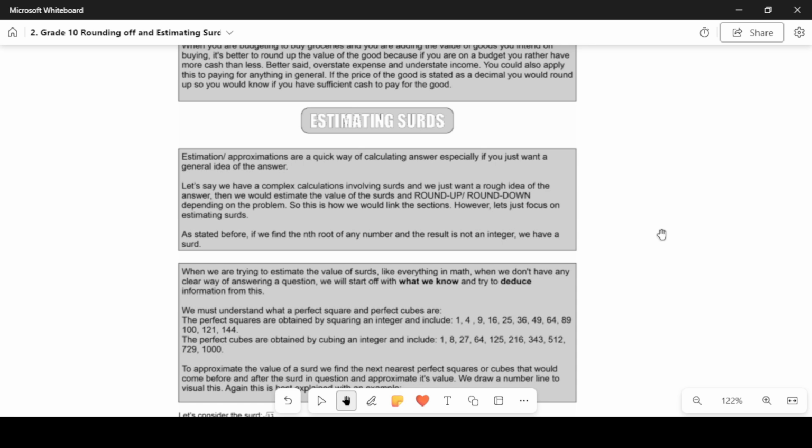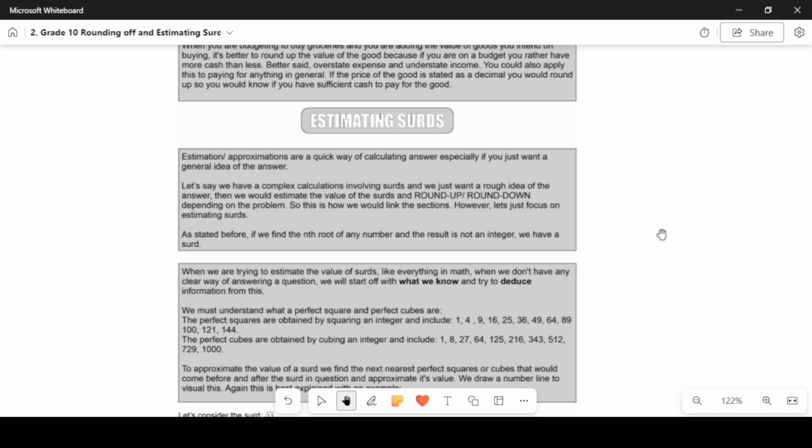But we're actually extending this discussion to something more complicated like surds, and more useful when you go to university and you deal with engineering maths, because you start working a lot with surds. So let's say we have a complex calculation involving surds and we just want a rough idea of the answer. Then we would estimate the value of the surds and round up or round down depending on the problem. So this is how we could actually link the sections. However, let's just focus on estimating surds. To estimate the surds, you just want to get a rough idea of what the value is. Then you'll either round up or round down according to the scenario you are given.